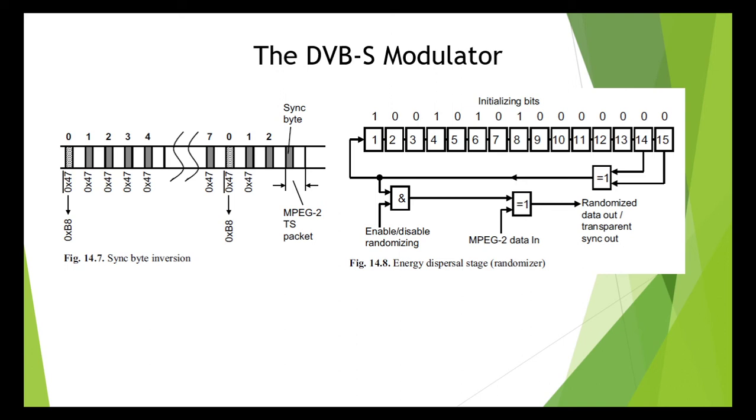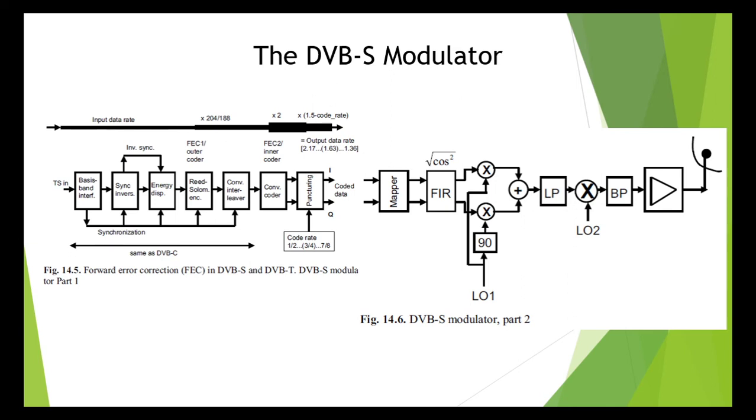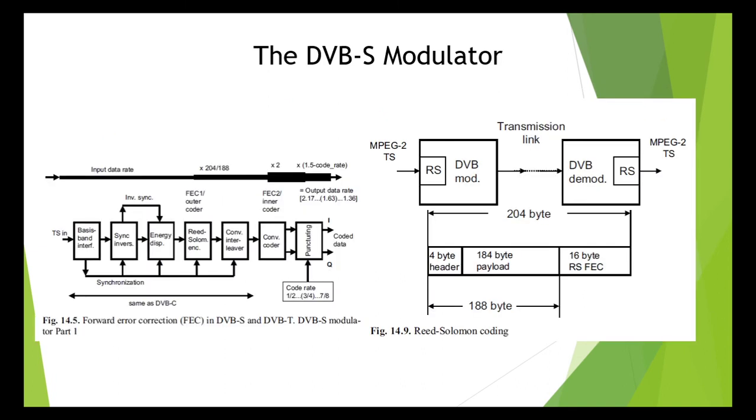The next stage contains the outer coder. Look at figure number 5 and 9. The Reed-Solomon forward error correction. At this point, 16 bytes of error protection are added to the data packets, which are still 188 bytes long but are now energy dispersed. The packets now have a length of 188 plus 16, 204 bytes, which makes it possible to correct up to 8 errors at the receiving end.